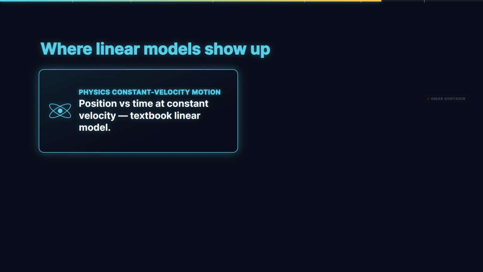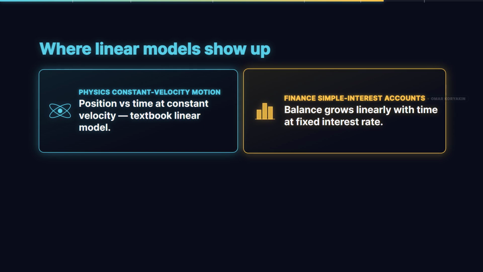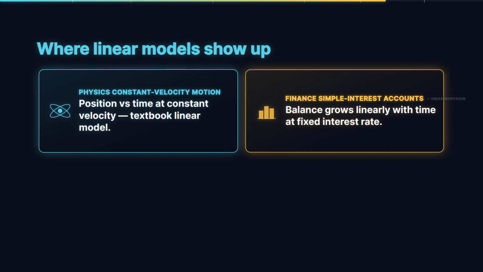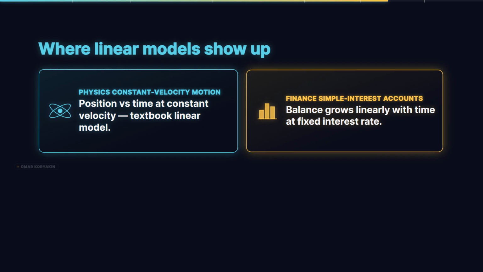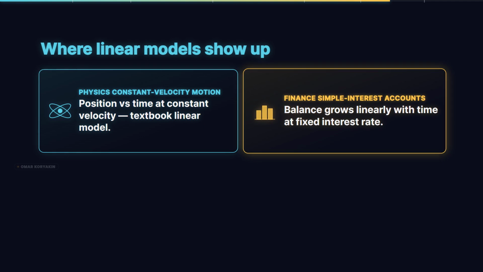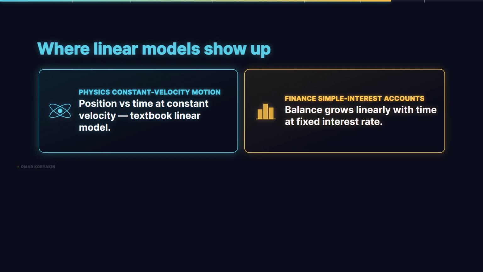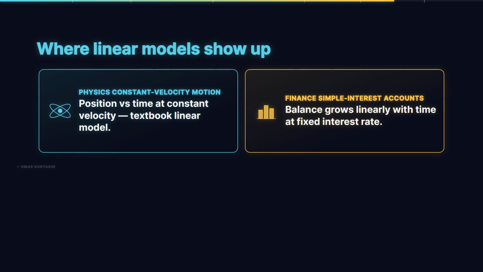In finance, a simple interest savings account grows linearly with time when the interest is computed on the original principal only, with the slope being the principal times the interest rate and the intercept being the principal itself. Real bank accounts usually compound interest, which is not strictly linear, but simple interest models are still used widely for short-term loans, certain bonds, and many introductory finance scenarios. The skills you build today are the foundation for all of personal and corporate finance modeling.